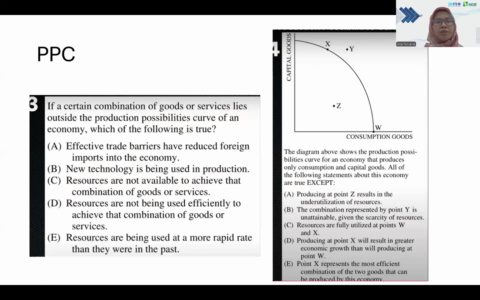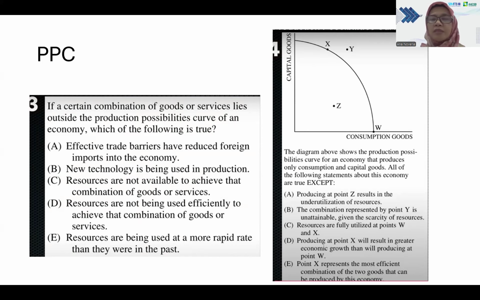Now, another problem on the PPC. If a certain combination of goods and services lies outside the PPC, which one is true?